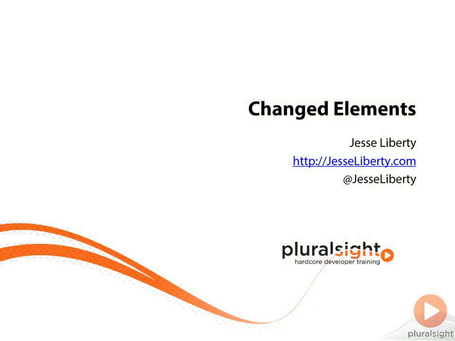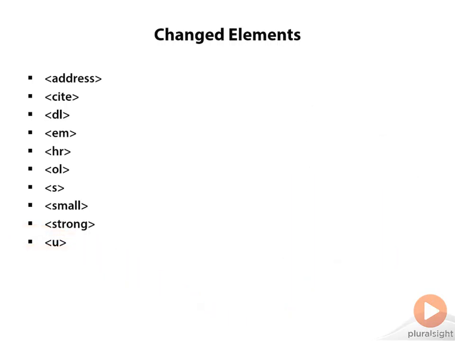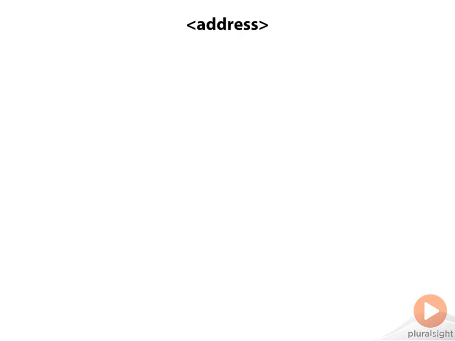Let's take a look at some of the elements whose meaning has changed in HTML5. You can see that there are a few of them, and while the changes to their meaning may be subtle, they're important. So let's look at them one at a time. We begin with the address tag.